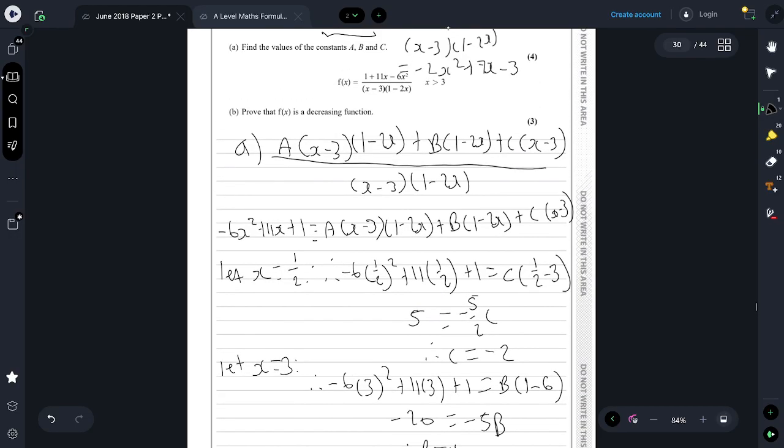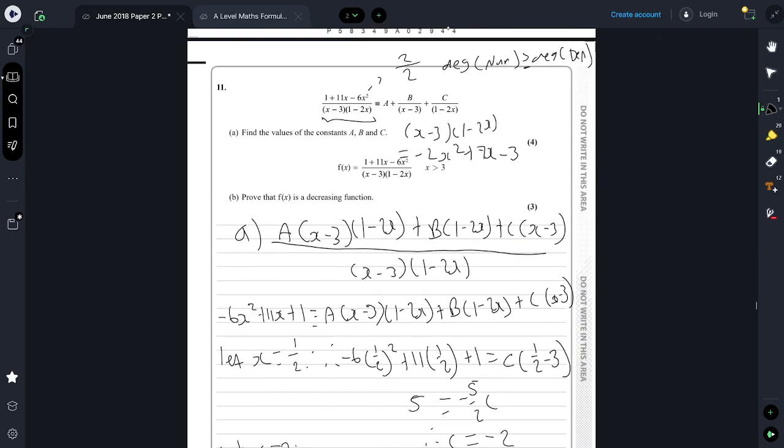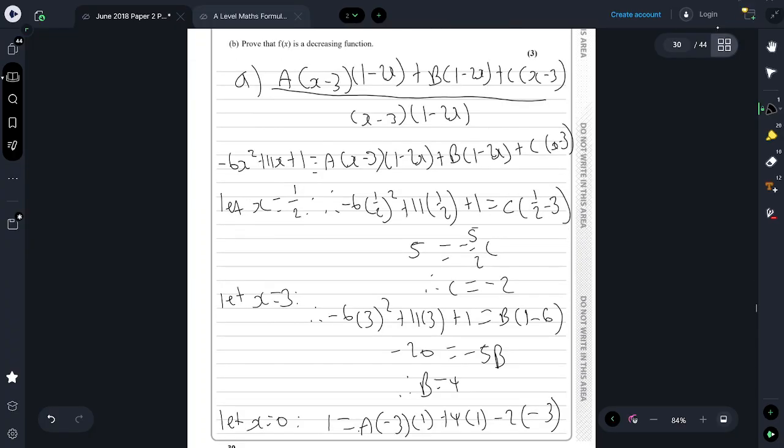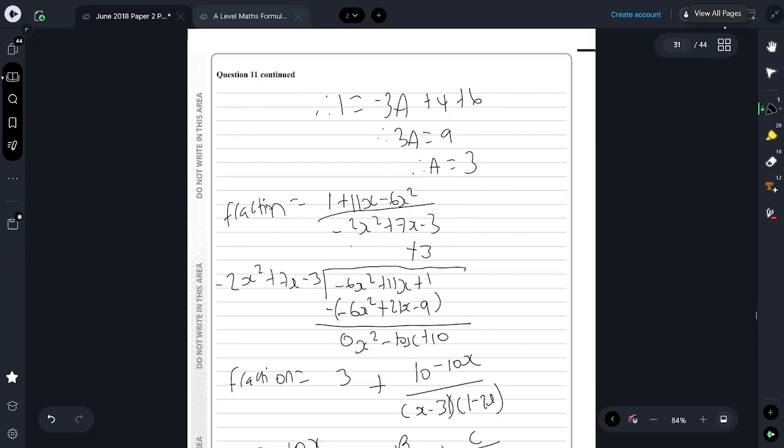But let's have a look at part B. Okay. Oh, decreasing functions. Oh, there we go. We just did that earlier. So f of x is this again. So it's exactly the same function, and it says prove that f of x is a decreasing function.